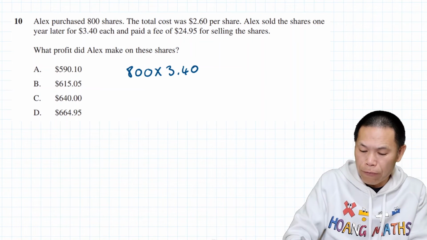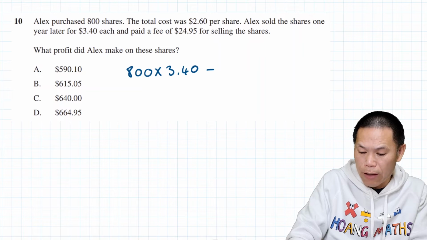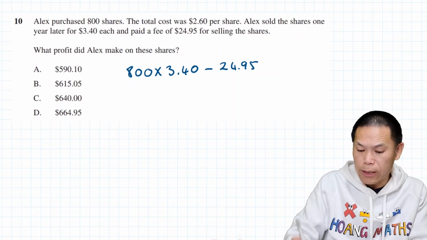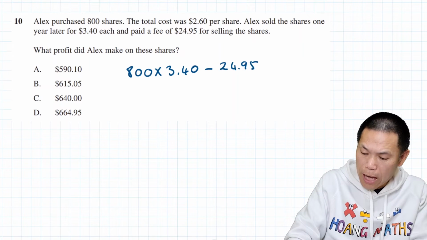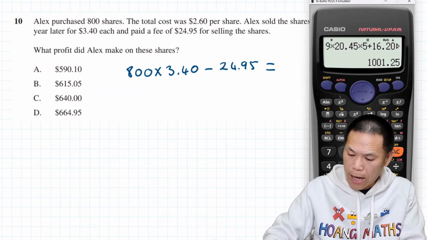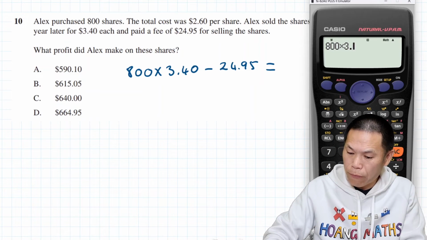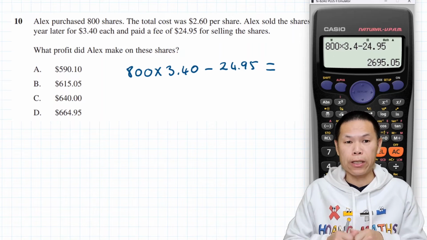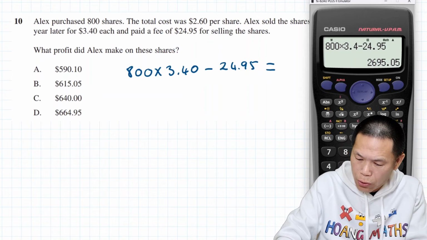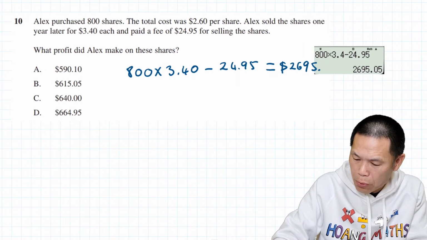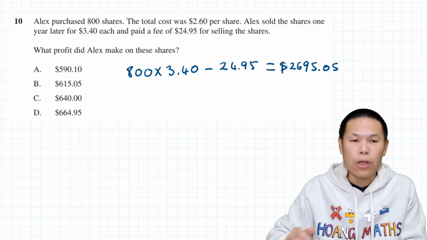But then he needs to pay a fee of $24.95. So we minus $24.95. So that is the fee, and that is how much he gets. So I just put it on a calculator. I go 800 times 3.4 and we minus 24.95. So there you go, this is how much he gets. Let me just write this down: 2695.05.